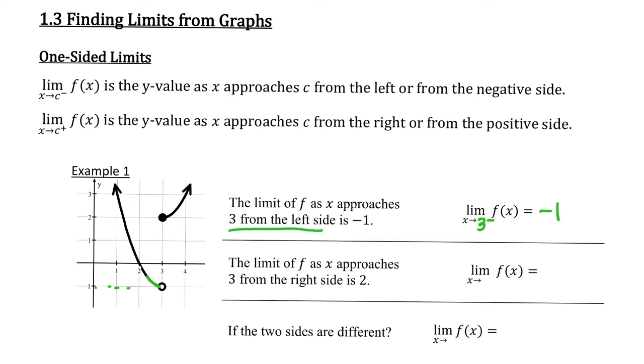Okay, let's look at the next one. The limit of f as x approaches 3 from the right side is 2. Okay, so I'm at x is 3 again. The right side of x is 3 is over here, so that must be looking at this piece of graph. Okay, let me write that down. So x approaches 3 from the right side is the positive side, and it's going to be 2. On this piece of graph, as I get close to x is 3, it looks like the y value is going to be 2, which is why they're putting a 2.